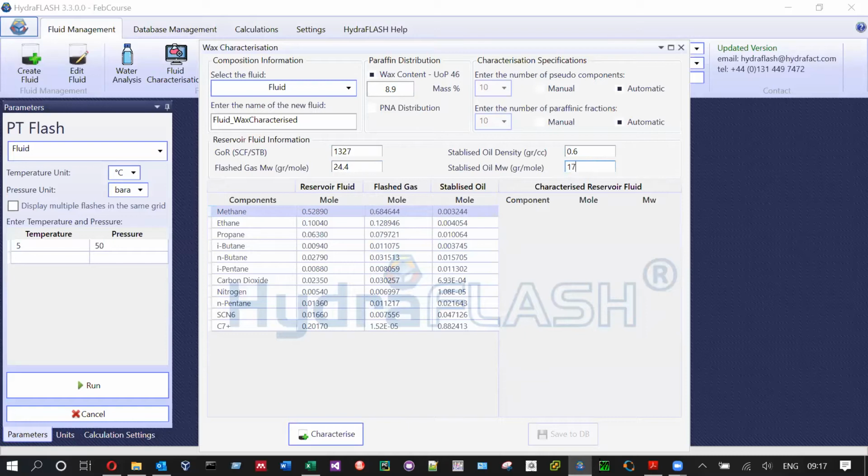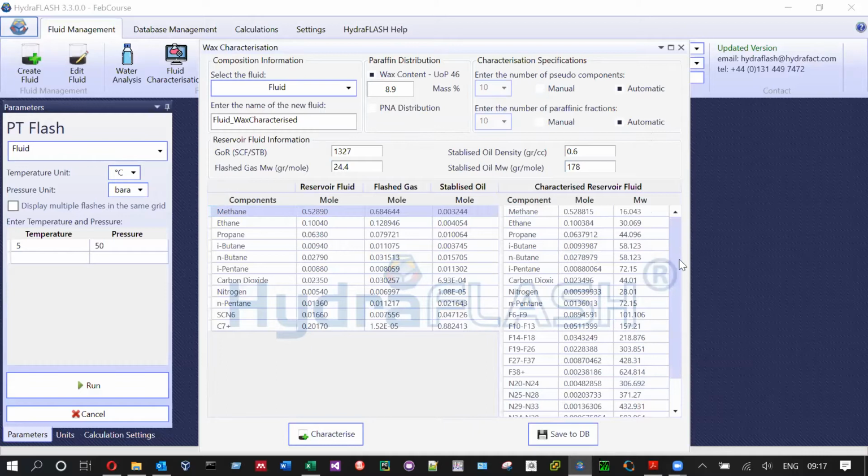Molecular weight is 178. And then when all the information has been inputted, you can also choose how many pseudo components you want the software to create. But I just let this option be automatic, so the software itself chooses the optimum number of pseudo components, and then I press characterize.